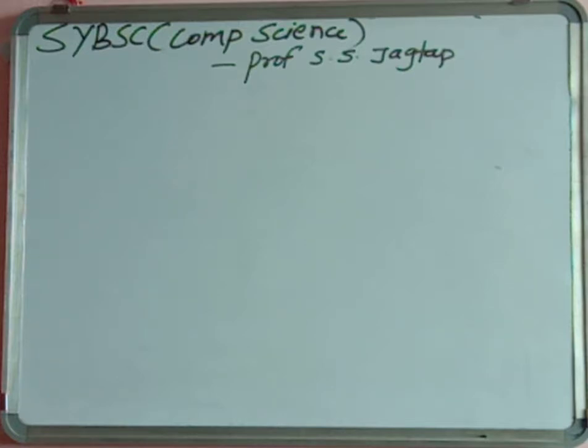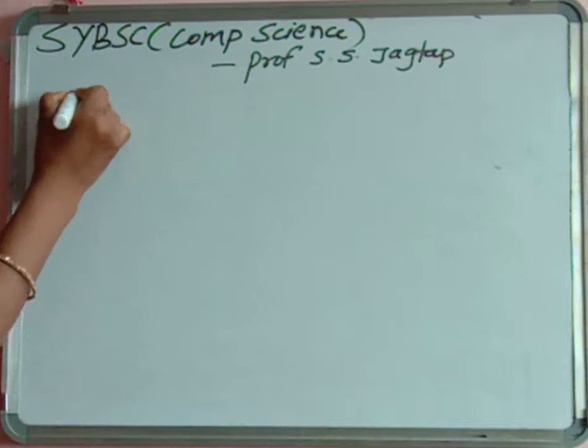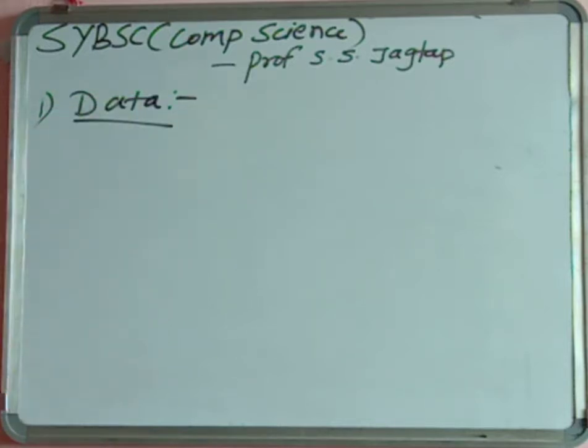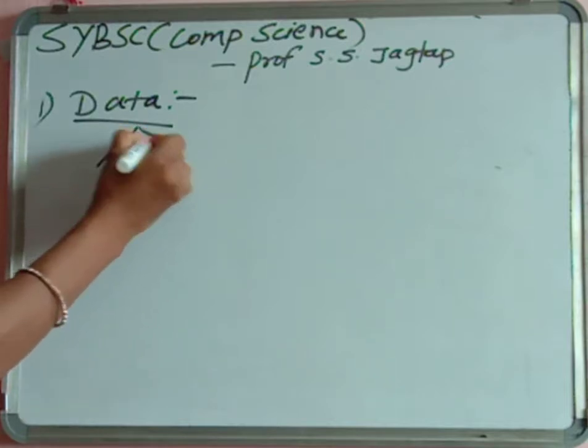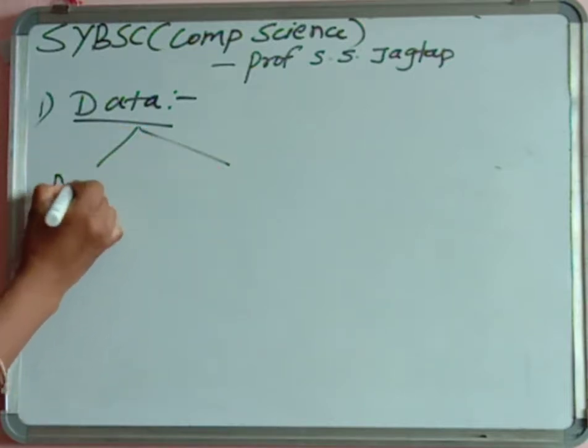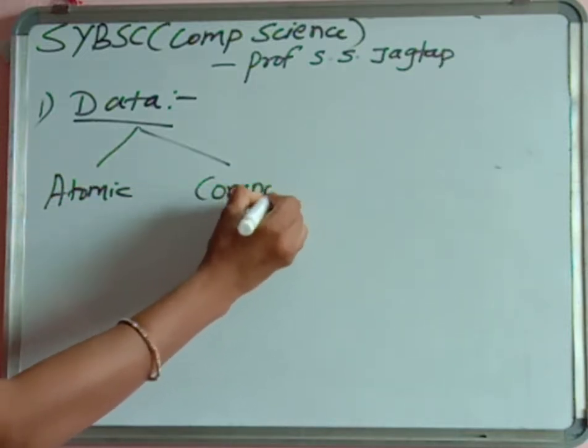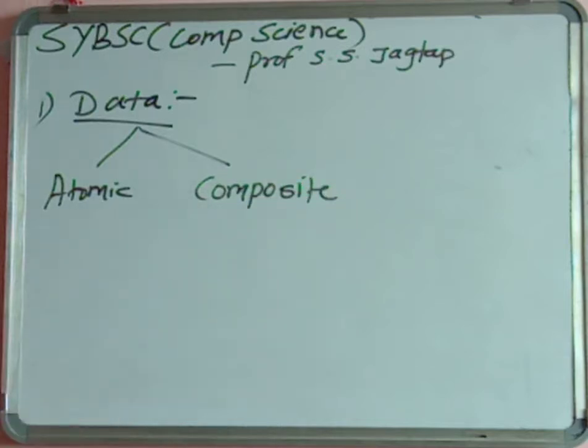There are some important terminology used in this chapter. Now we will see one by one. From that, first one is data. Data is a collection of numbers, alphabets and symbols combined to represent information, which consists of two parts. That is atomic data and second one is composite data. Whereas atomic data are non-decomposable entity.